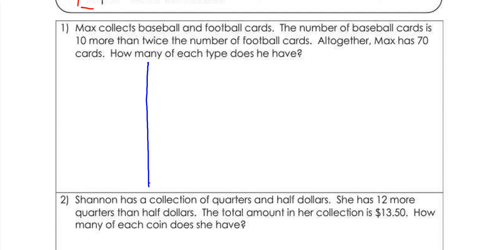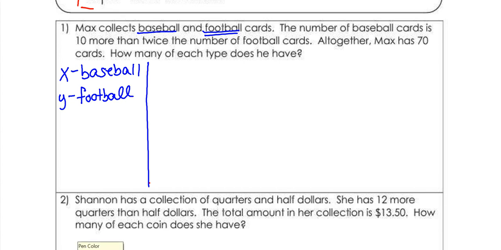So since I read baseball first, that's going to be my X. And I'm lazy, so I'm just going to write X is baseball. And then I see football second, and so Y is going to be my football cards. Then what we always want to put in our notes are any totals that we find. So I see that Max altogether has 70 cards. So right away, I should be able to recognize that that is going to be one of my totals because that's the total amount of cards that he has. And I'm going to write that in my notes.